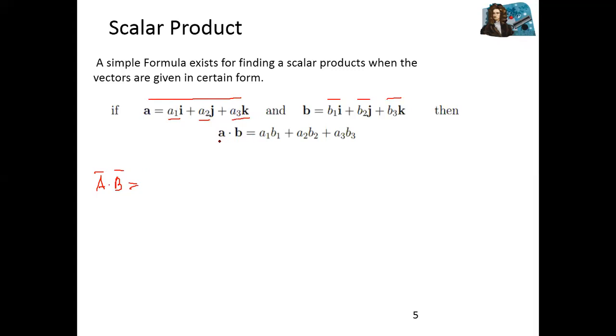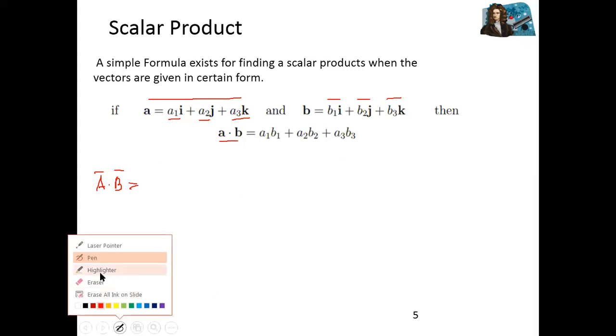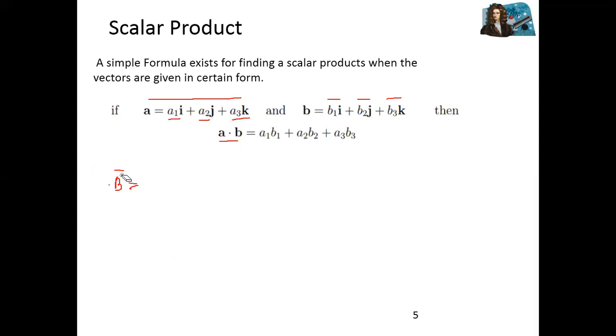When you multiply a dot b, what is a dot b? A dot b simply means multiply x with x, y with y, and z with z, and add them. For example, two vectors are given. Let me solve one example on the dot product of two vectors.